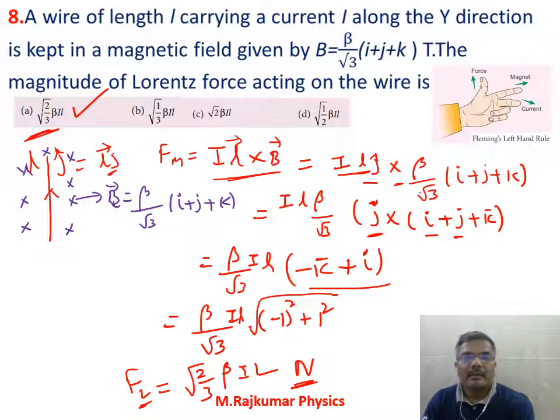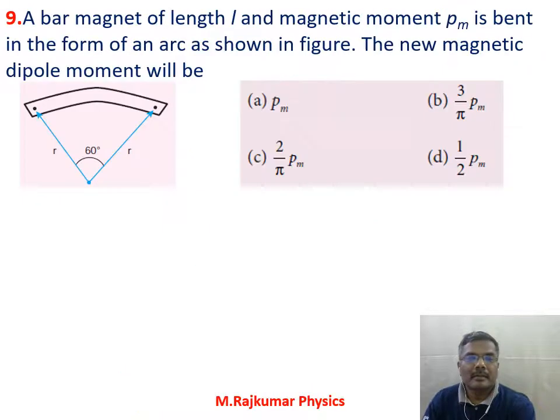Okay. We'll go to the next question. So here the ninth question. A bar magnet of length L and magnetic moment Pm is bent in the form of an arc as shown in the figure. The new magnetic dipole moment will be.